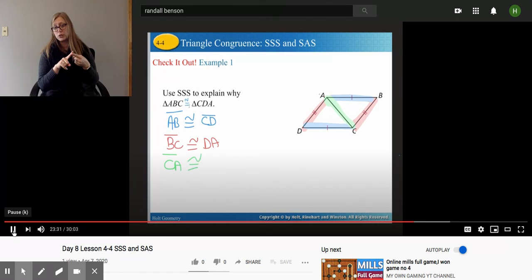So I did blue, I did red, then green. I'm going to say AC for this one, because if I continue in that same order, I'm going to call it CA. So it's congruent to itself because it's the same line segment. And so by side, side, side, these are congruent triangles. Triangle ABC is congruent to triangle CDA.